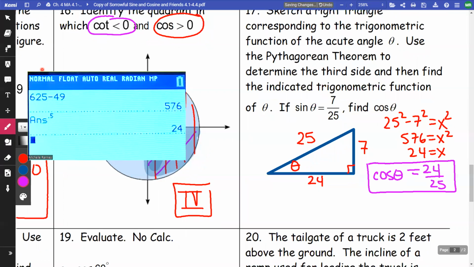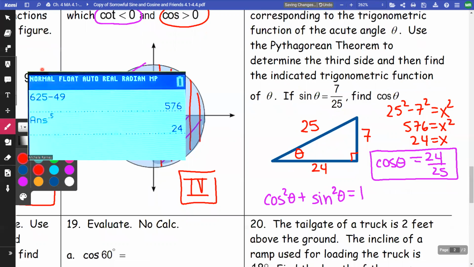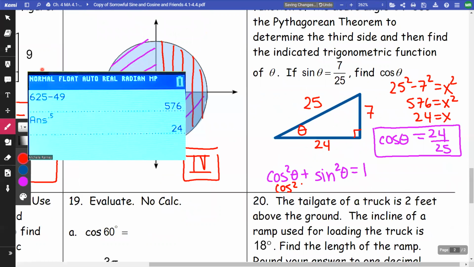Another way to do it is using the Pythagorean identity. We have a formula where cosine squared theta plus sine squared theta equals 1. So you could also do this if you prefer. I don't know what cosine squared theta is. I do because I figured that out, but let's pretend I haven't. My sine is 7/25, which means if I square it, I'm going to have 49 over 625.